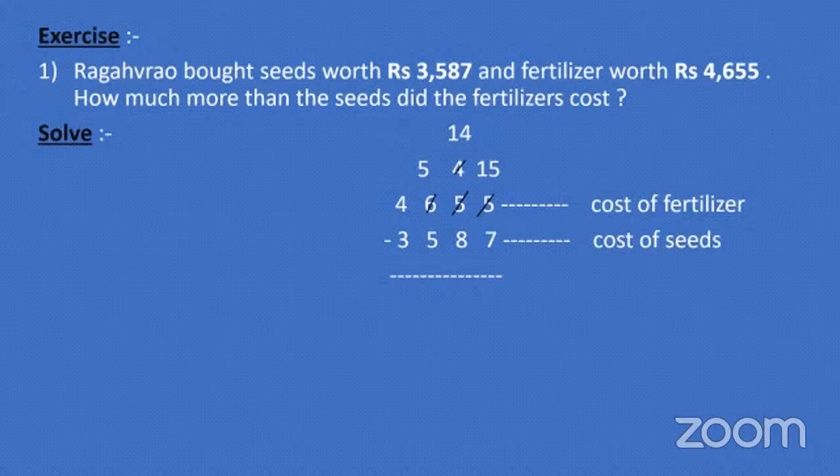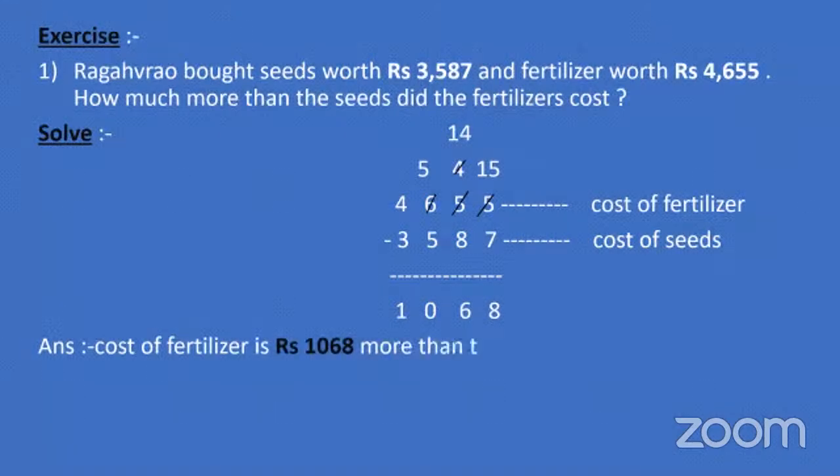1. Very nice, beta. So what is the answer? 1068. Yes, 1068 is the answer. So cost of fertilizer is rupees 1068 more than the cost of seeds. How much more? Cost of fertilizer is how much more than the cost of seed? 1068. Very good.